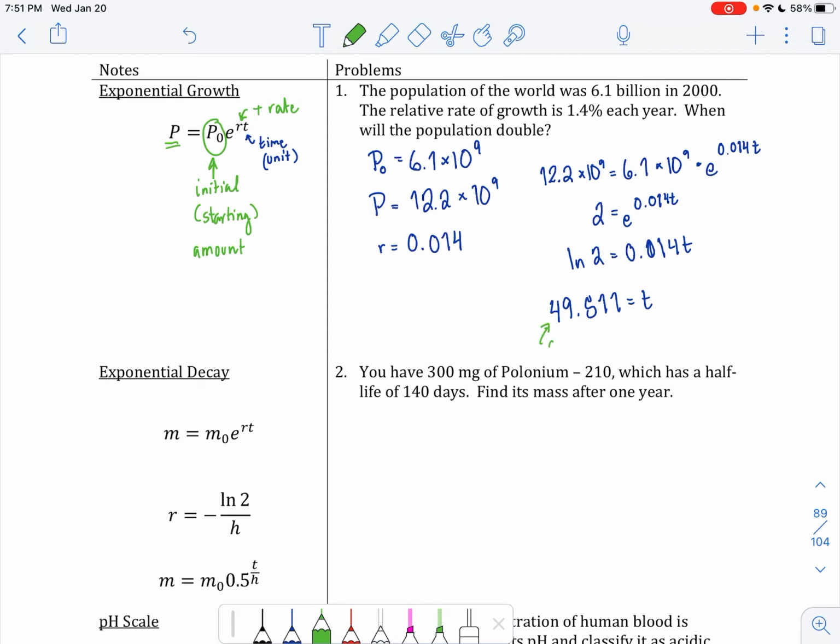Now, certainly this doesn't make sense in terms of the years, the way that we measure, but what this means is that it's that many years after the initial population, so after P sub 0, which took place in 2000. So in this case, this would be 49.5 years after 2000, so 2049 would be the year in which the population will have doubled.